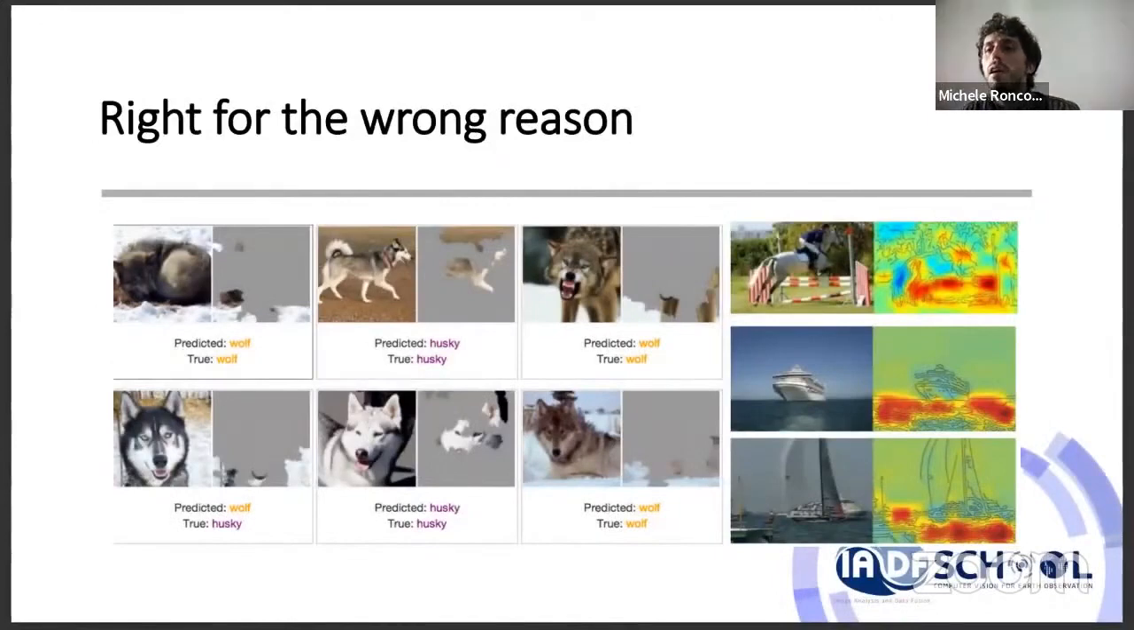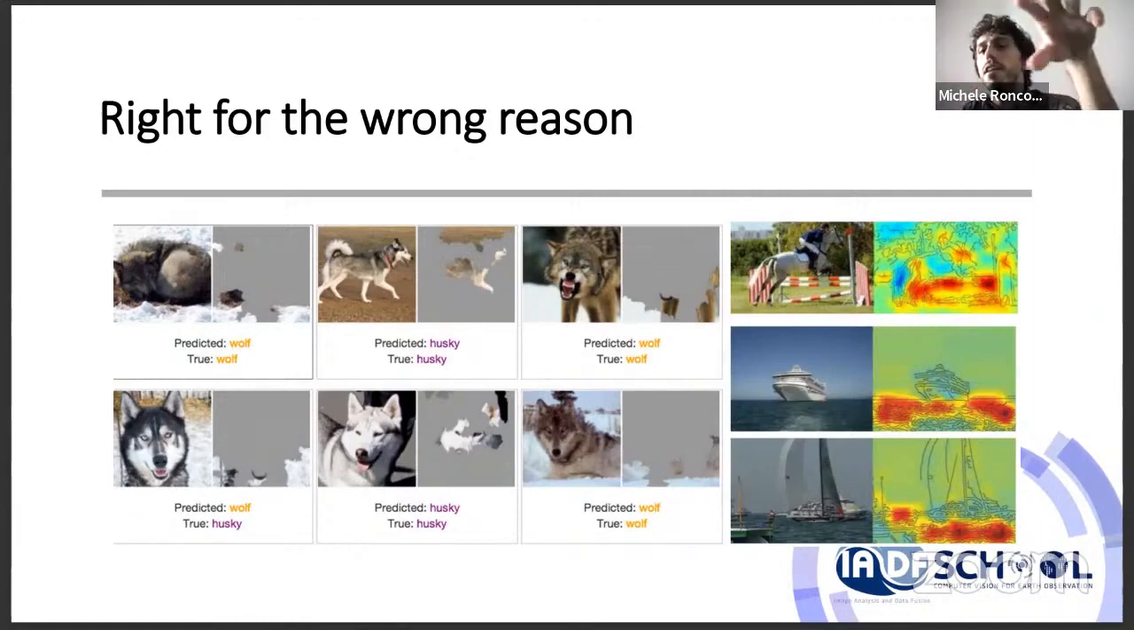As I was anticipating, in some cases deep learning models can be very accurate, but they might be right for the wrong reason, so to say. Here are a couple of examples. One is taken from the paper that introduced the LIME method, which I will discuss later, where there was a neural network to classify wolves and huskies. We can see that, for instance, the prediction of the wolf is based more on the context, on the fact that there is snow around, rather than on the wolf itself.